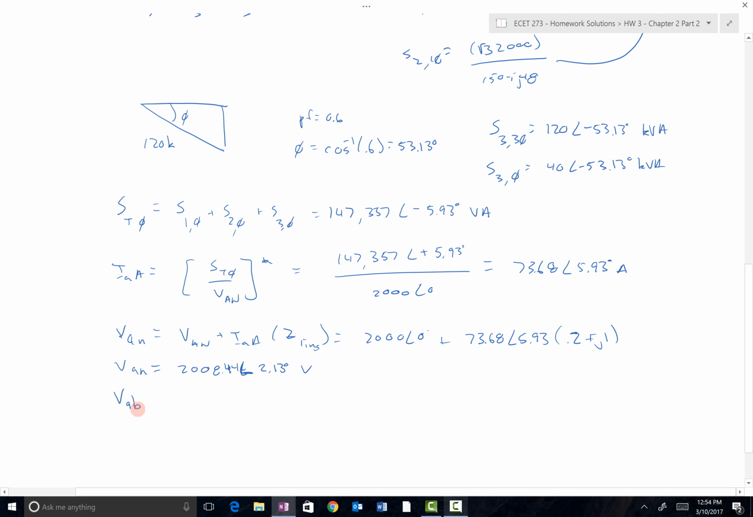The line voltage for phase A is therefore root 3 angle 30 times VAN. It's going to give me 3,478.72 at an angle of 32.13 degrees. And so therefore the magnitude of the line voltage is 3,478.72 volts.